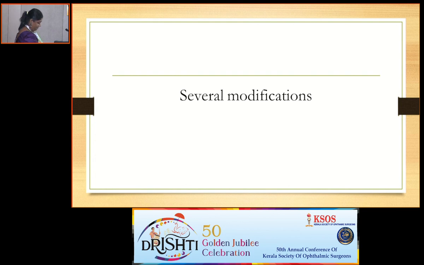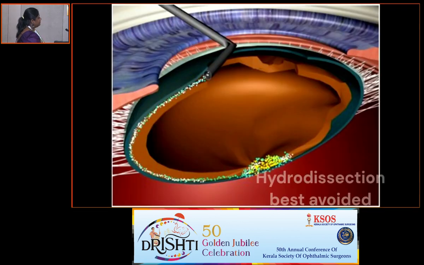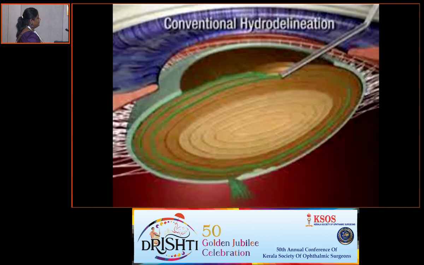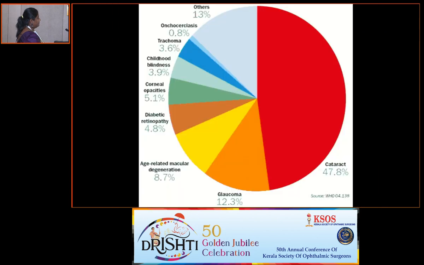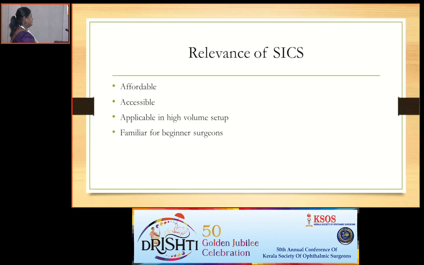Several modifications have been suggested to enhance safety during surgery. Most of these are variations in hydro procedures during phacoemulsification. Hydrodissection should be avoided. Hydrodelineation can be done to create a mechanical cushion of epinucleus. Inside-out delineation and even pars plana lensectomy have been described. But in India, with its huge cataract burden, SICS plays a significant role, mainly due to low cost, easier access, and wider applicability in high volume setups.